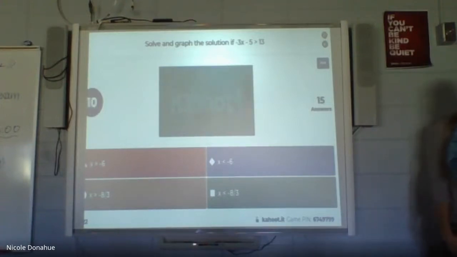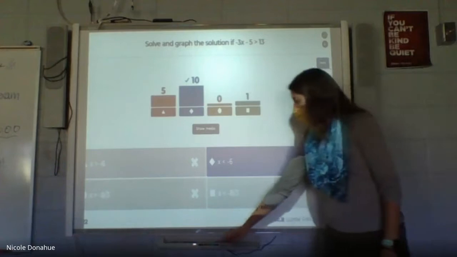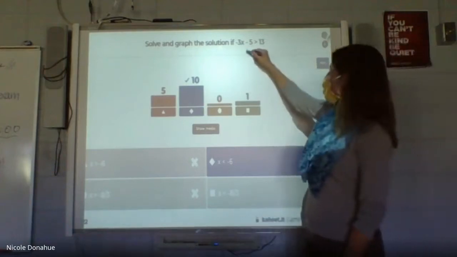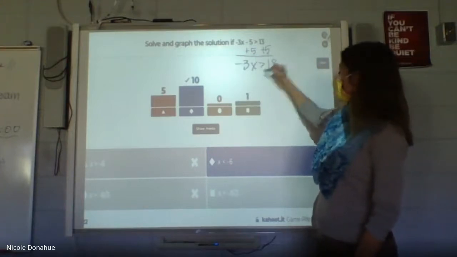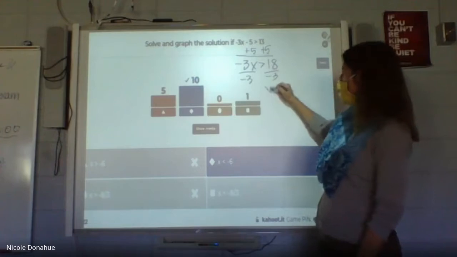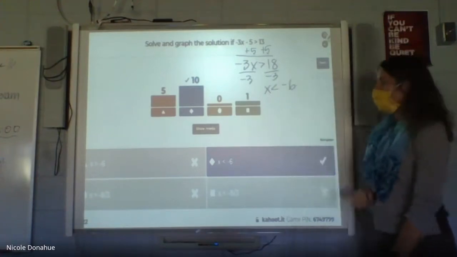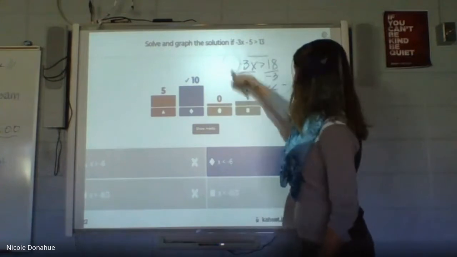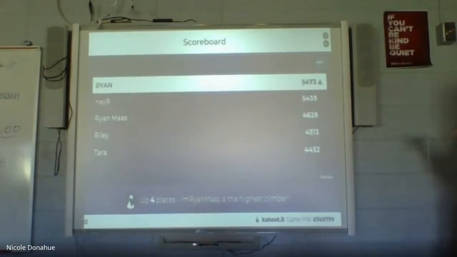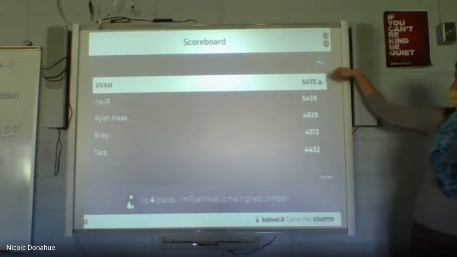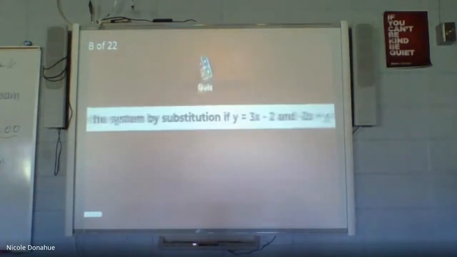Just skip. There were 16 people. Just join. Just hit a random answer. Okay, so you move the 5 over here. -3 is greater than 18. But then you do have to flip your inequality because you divide by a negative. So I got it right, but I thought I got it wrong. I'm so fast. Kinsey, who are you? No, it's close.